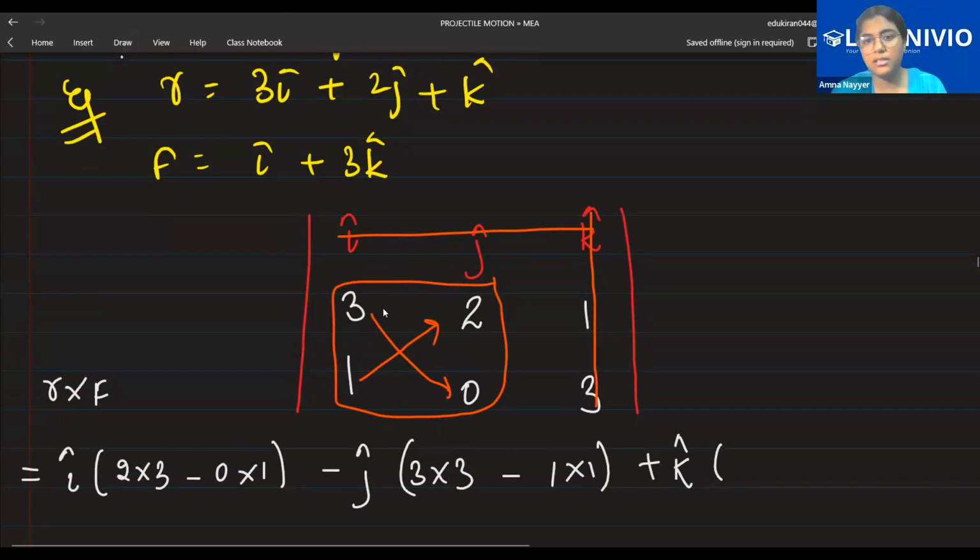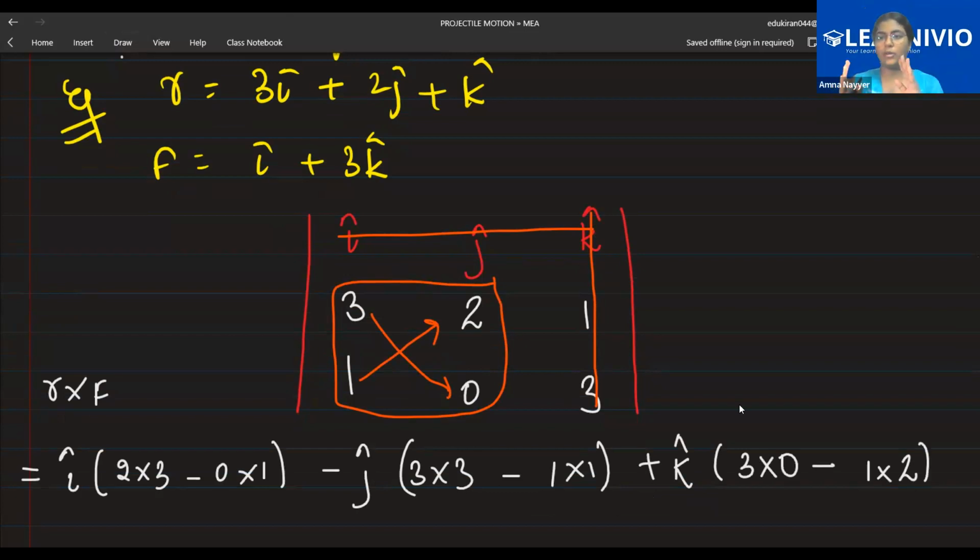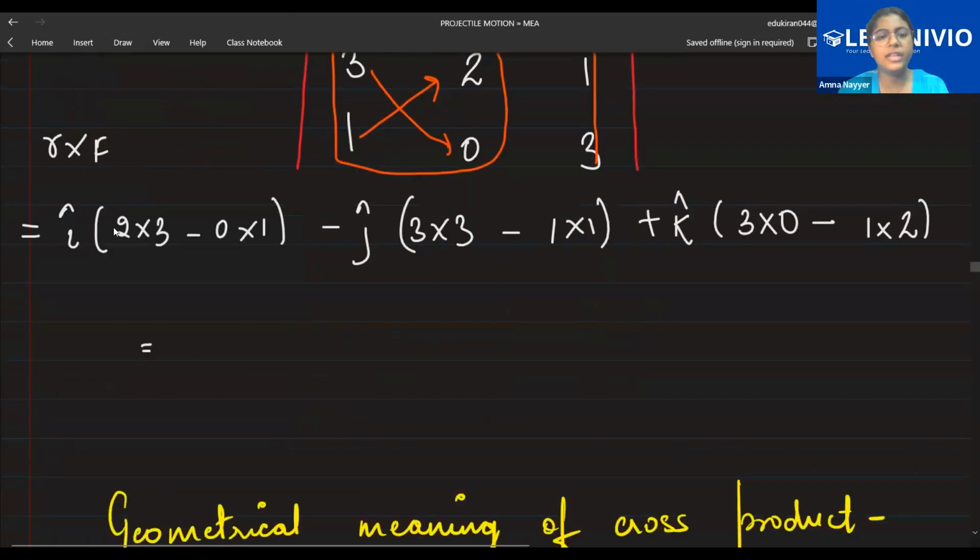So this is 3 into 0 minus 1 into 2. This is how you have to write it. Now you can solve it further. See, this is what we have to obtain. Once this equation is achieved, we can solve it.